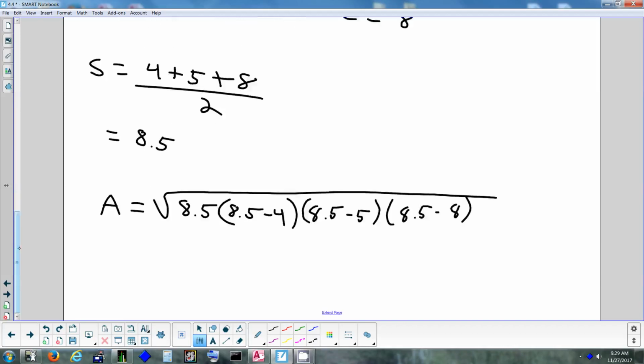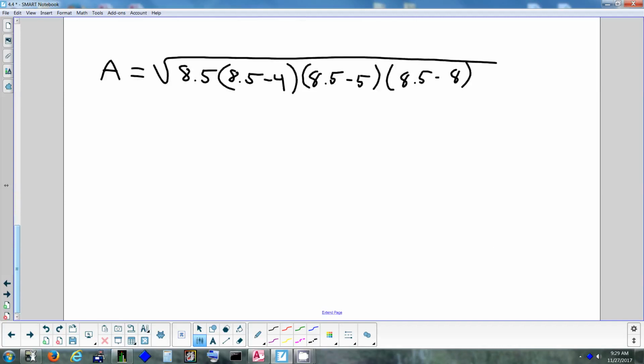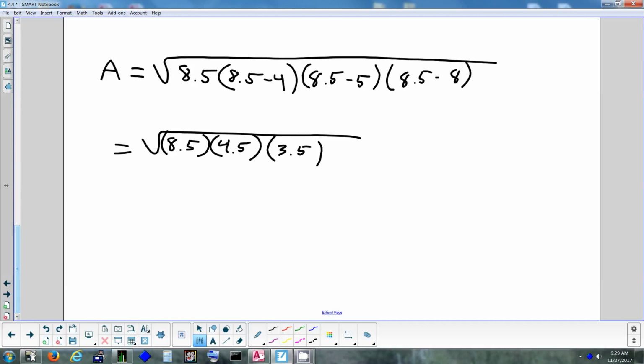So the first part, I think all the subtraction, we should be able to do in our head. So we have 8.5 times, Ashlyn, what's 8.5 minus 4? 8.5 minus 4 is 4.5. Katie, 8.5 minus 5? 3.5. And Mason, what about 8.5 minus 8? A half.